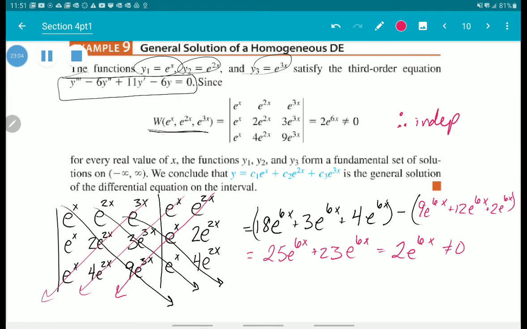And since they're independent, then we can put those together to form the general solution for the homogeneous differential equation using that superposition principle. So it would look like that.